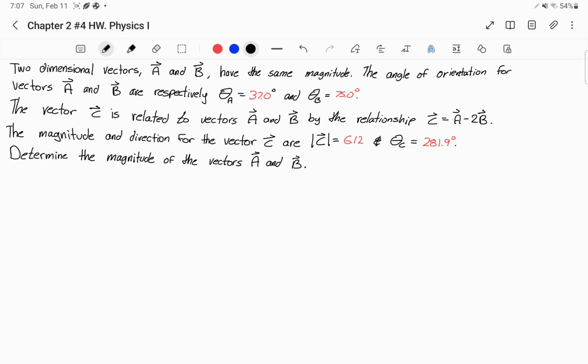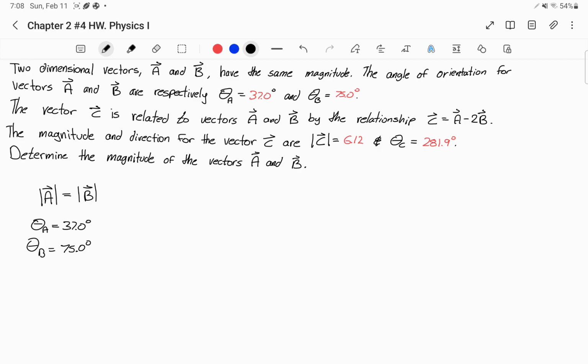The problem says two-dimensional vectors A and B have the same magnitude. So right off the bat, they're telling us that the magnitude of vector A is equal to the magnitude of vector B. The angle of orientation for these vectors, respectively: for theta A, the angle is 37 degrees, and for theta B, the angle is 75.0 degrees.